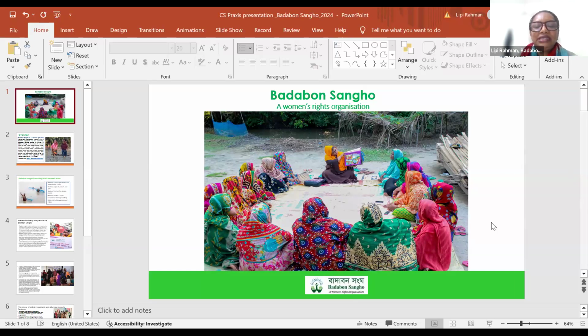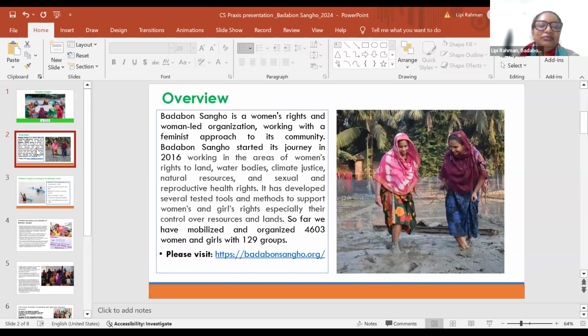We are based near the coastal belt area, in the largest mangrove forest in Bangladesh, called Sundarbon, and the other name is Badabon. I'm from that area, which is why we gave this name. It is a women's rights organization, and we believe in feminism and work with a feminist approach. We started our organization in 2016, and we work for women's land rights, water bodies rights, climate justice for women, natural resources, and sexual and reproductive health rights for women.